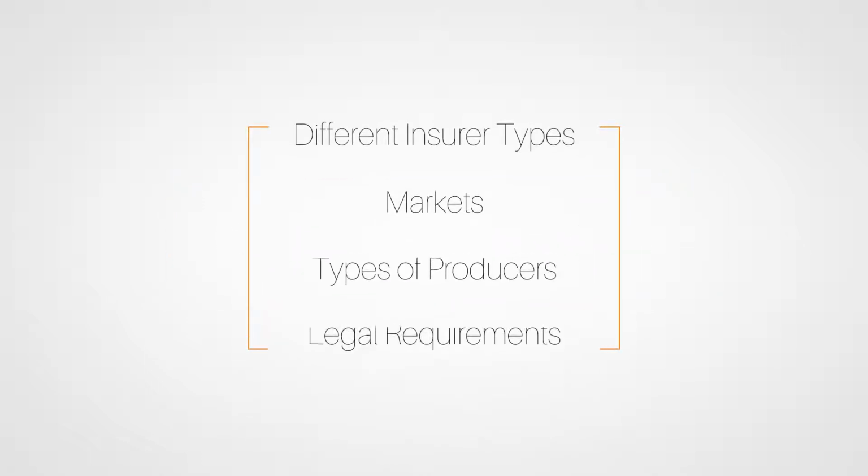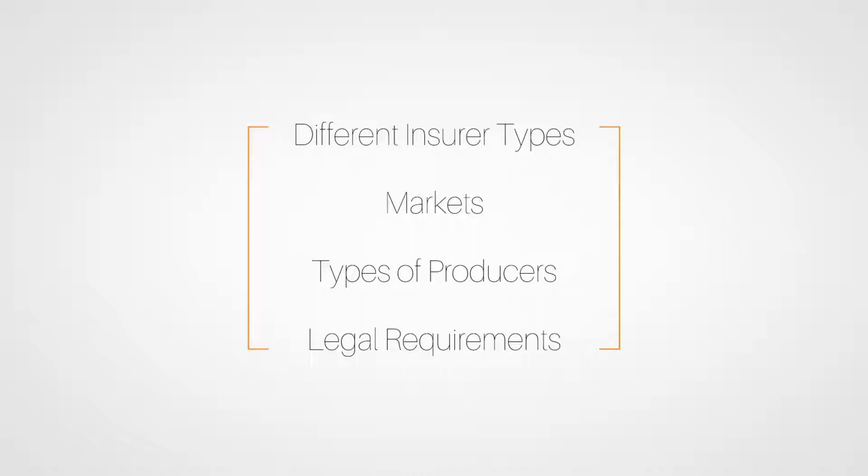We'll discuss different types of insurers, as well as markets, types of producers, and legal requirements that must be met in order to sell certain types of products. You're likely aware that state and federal governments provide insurance coverage, like flood insurance and Medicare and Medicaid. We'll compare government plans to private and explain why governments deal with insurance in the first place.